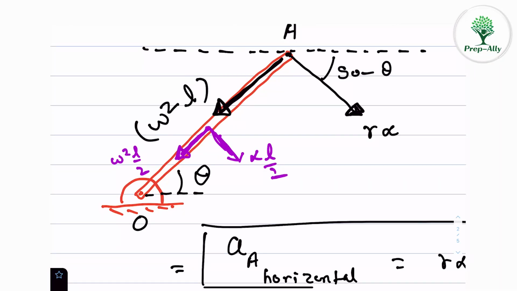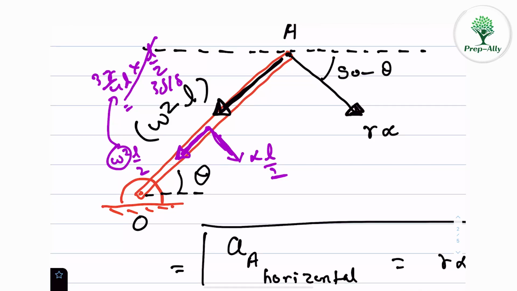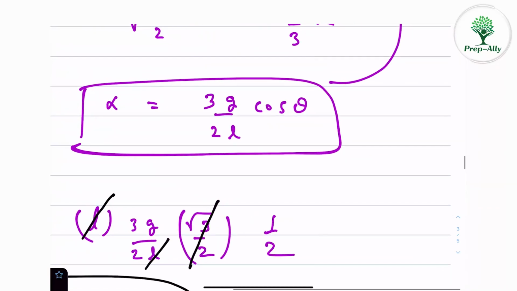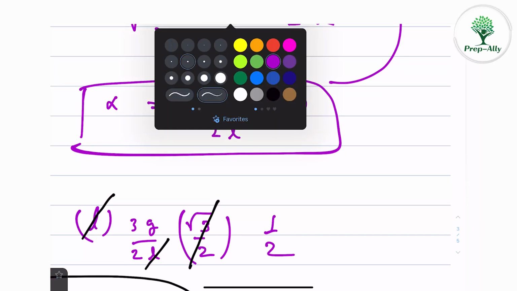You already know omega square as 3g by 4L. If you put this omega square as 3g by 4L and multiply it by L by 2, you get 3g by 8. So the centripetal acceleration of the center of mass is 3g by 8, and then comes the tangential acceleration. Tangential acceleration is alpha L by 2. So 3g by 8 and alpha L by 2. How much is alpha? Let us calculate alpha also here.